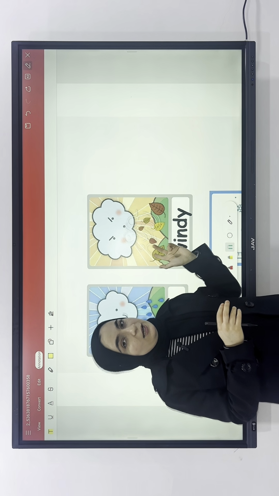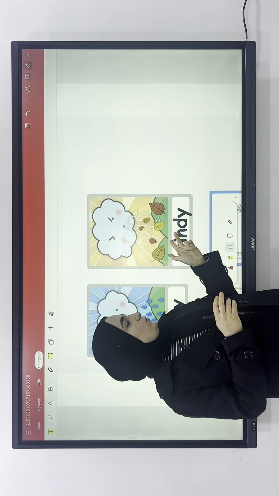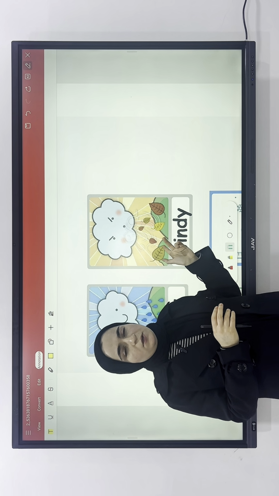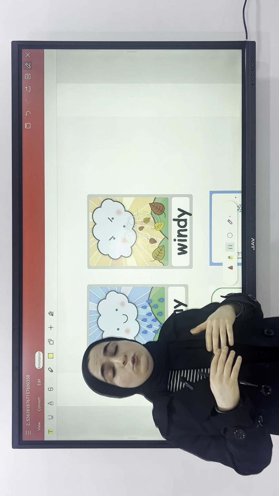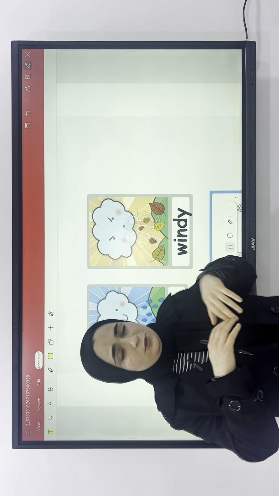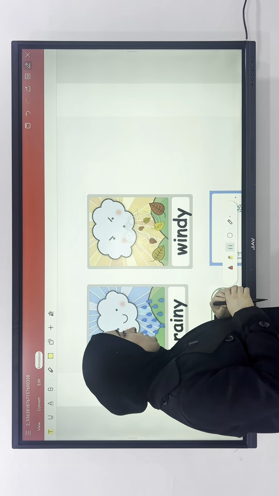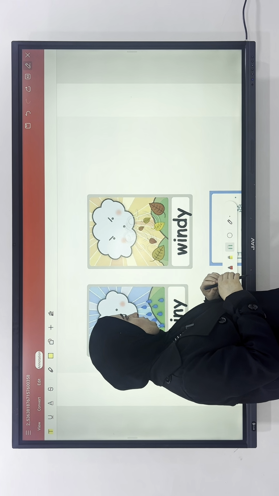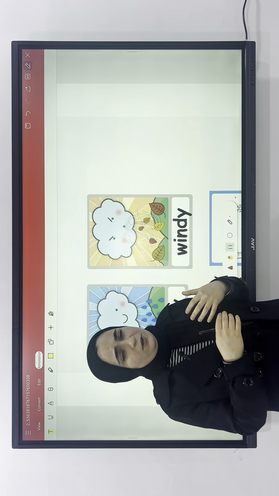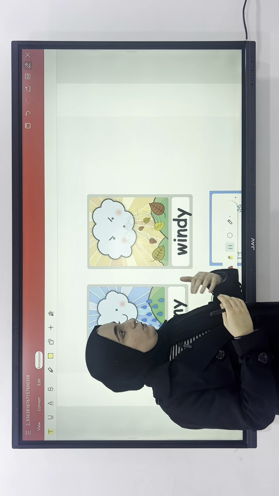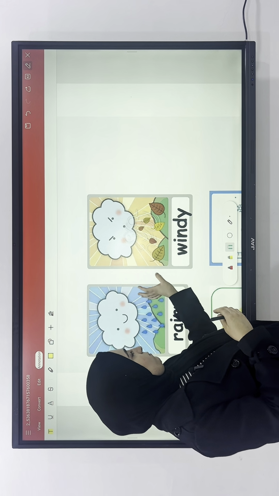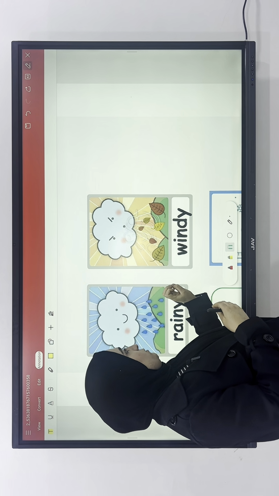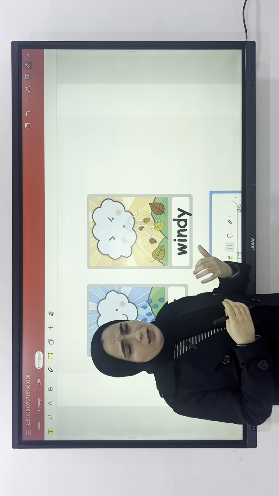The second type of weather is windy. So what is the meaning of windy? If the weather is windy, it means there are too many winds blowing in the sky. What happens when the weather is windy? When the weather is windy, guys, you see the leaves are blowing, and then we have clouds.